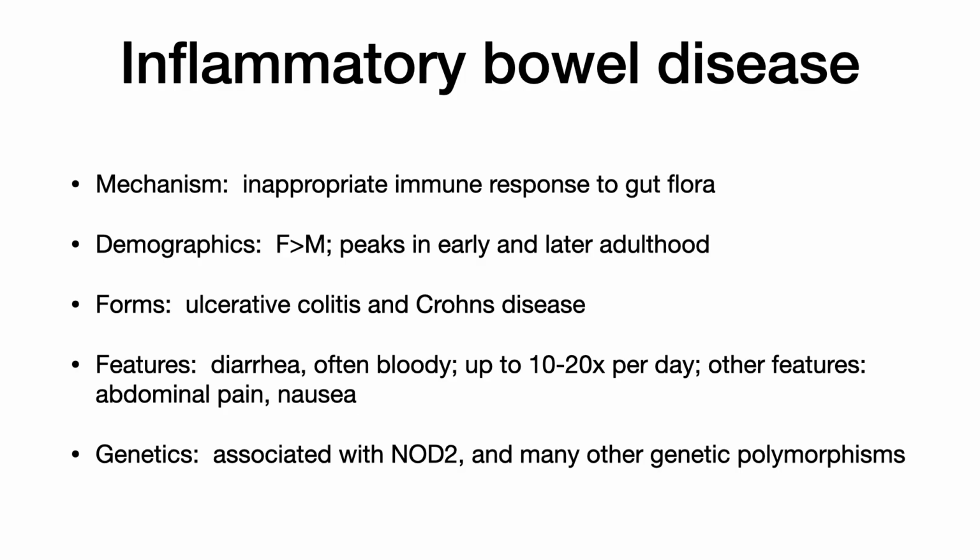So inflammatory bowel disease basically is, as it describes, inflammation of the bowel. Crohn's and ulcerative colitis are the 2 conditions most commonly associated with it. The mechanism is basically some type of inappropriate immune response to the gut flora. It has 2 peaks, early and late adulthood, and it's more common in females than males. The 2 forms are ulcerative colitis and Crohn's disease, which we'll go into the details of.